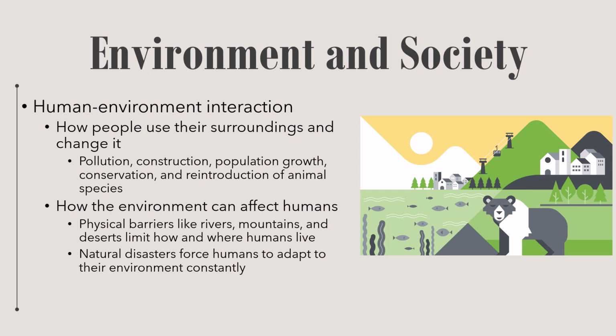We can also look at how the environment affects humans. We have physical barriers like rivers, mountains, and deserts. Those are going to limit how and where humans live. So yes, we do live in the mountains, but if the mountains are too high, then we don't live on top of them. In the US, we have lots of mountain peaks that are over 14,000 feet. However, the highest city in the US is only around, I want to say, 11,000 feet. We can also look at natural disasters and see how humans are trying to prevent those from happening, or what happens when natural disasters affect humans.